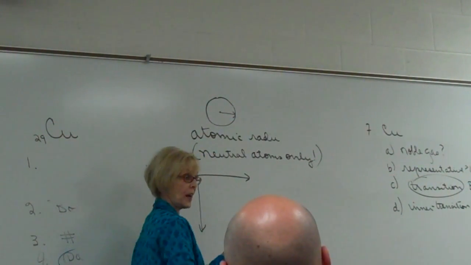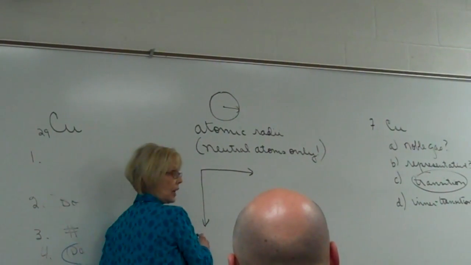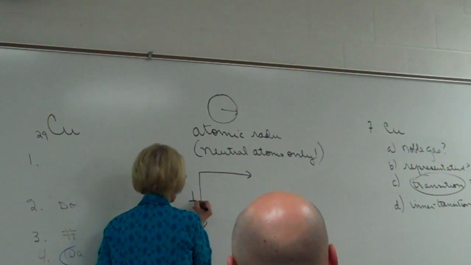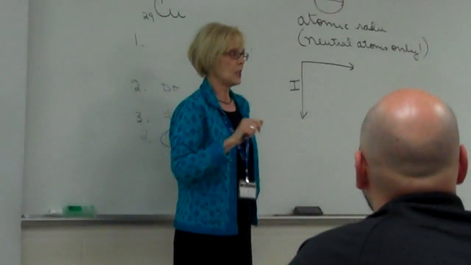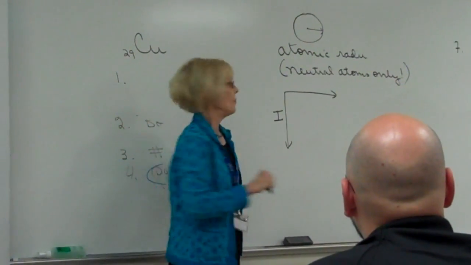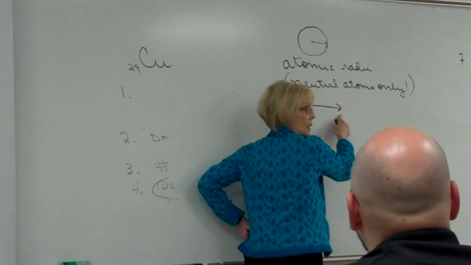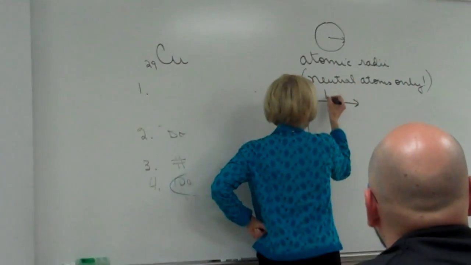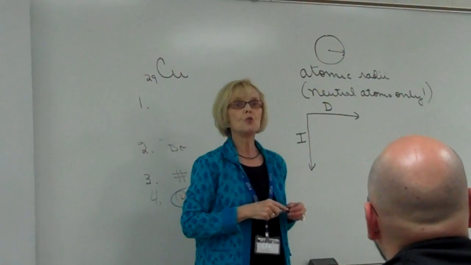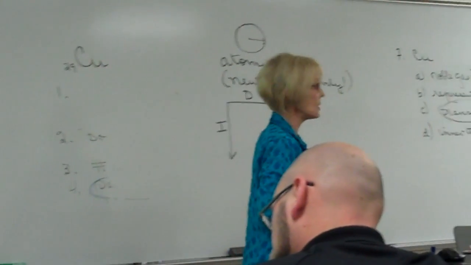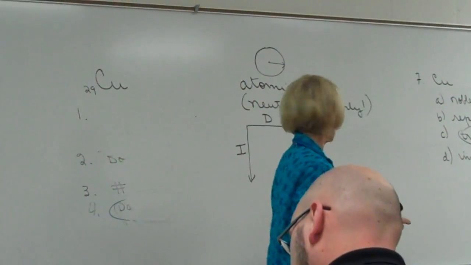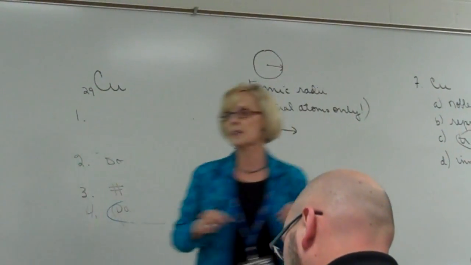This is what's been found. As you go down any family, the atomic radii were found to increase. As you go across any period, oddly enough, it was found to decrease. And that's probably just the opposite of what you might guess. Those are the facts. Now let's take a look in your chapter.